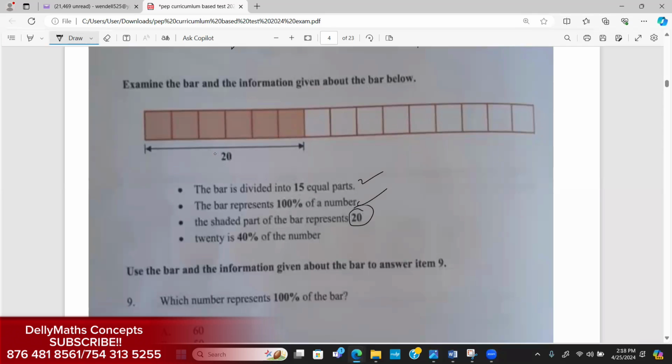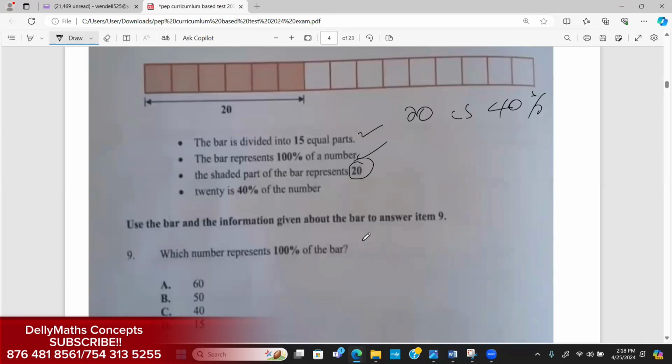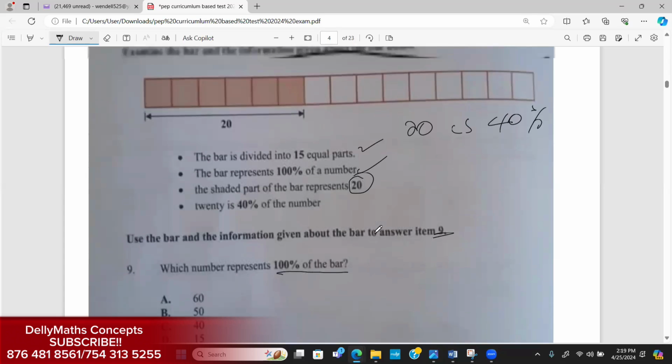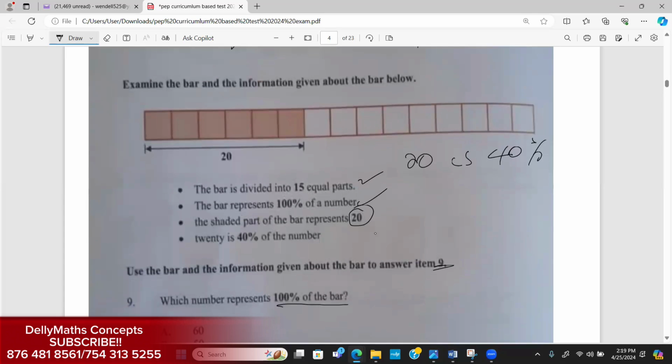20 is 40%. We are just told that 20 is 40%. Now, if they ask us for the original number, this is easy. There are many ways to do it. I'm just going to do it one way. Use the bar information to answer question 9. It says, which number represents 100% of the bar? 100%. That means we want to represent the 15 parts.